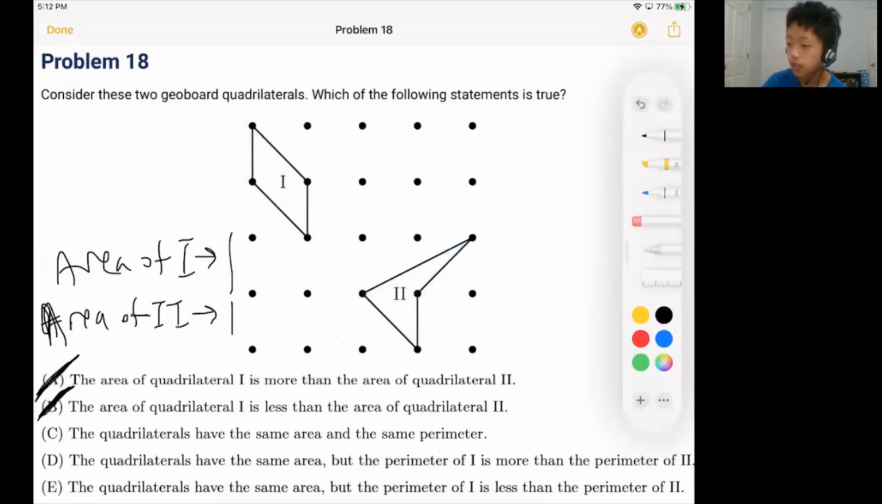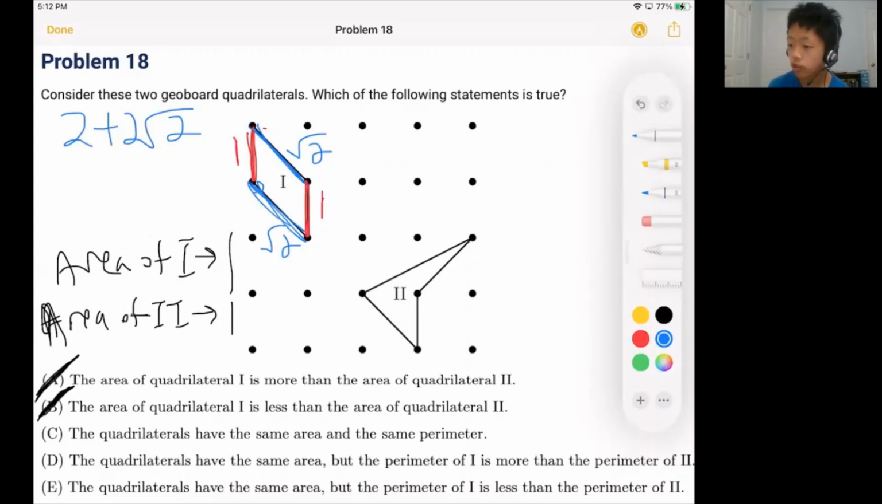So to compare the perimeters, notice that if you look at the first one, this red segment has length 1. This red segment has length 1. And these two blue segments, they each have length √2, just by the Pythagorean theorem. So the perimeter of quadrilateral 1 is going to be 2 plus 2√2.